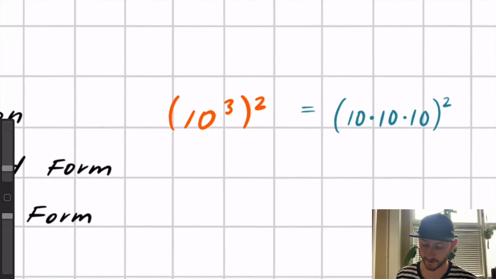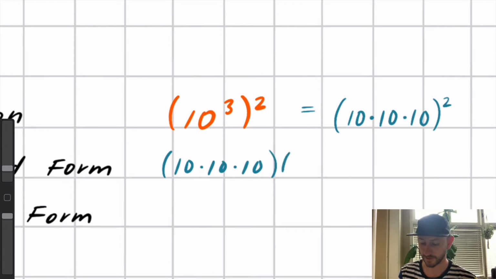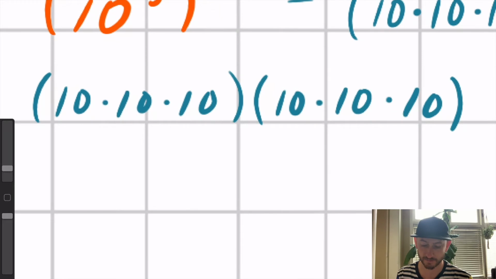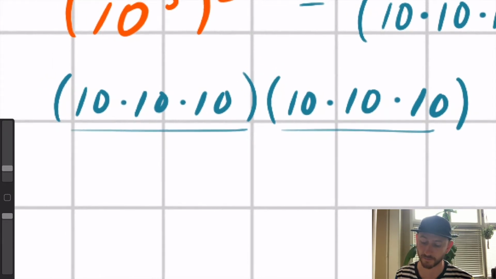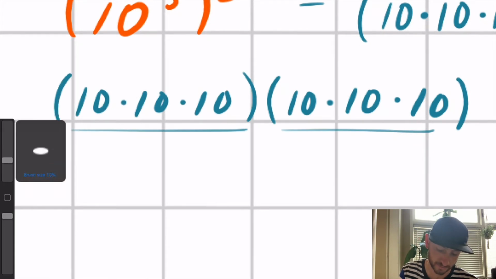If we would write that out in standard form, I'm going to keep them in parentheses for a second just because I think it'll make a little more sense. 10 times 10 times 10, and we're squaring that, so let's do it, times the same thing again, 10 times 10 times 10. Now because everything is being multiplied inside the parentheses and the parentheses are written right next to each other, I know there's no multiplication sign there, but that means multiplication. It's a known operation. So I can take my eraser tool here and just erase all of those parentheses.